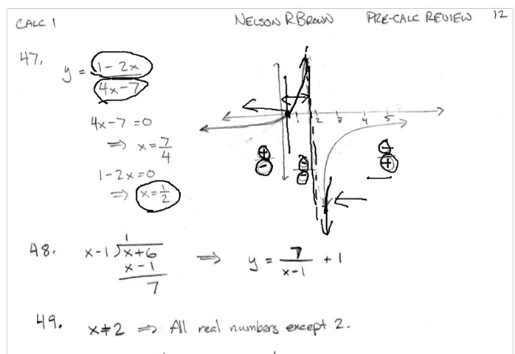And as x gets more positive, 4x minus 7 grows faster than 1 minus 2x, so it will eventually hug the x-axis and get smaller and smaller and smaller. Okay, and that is number 47.